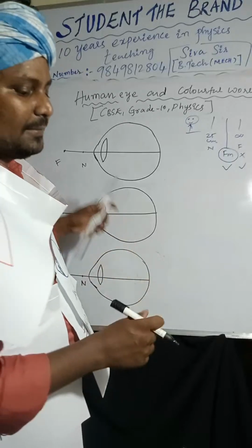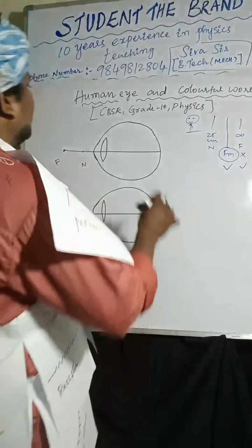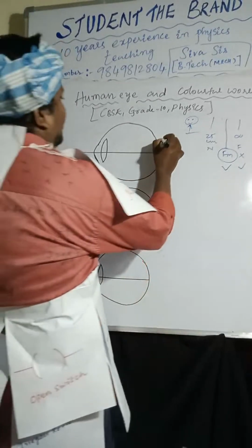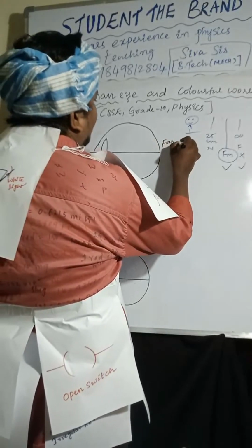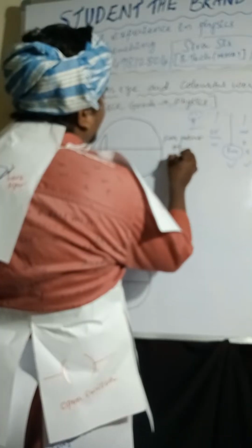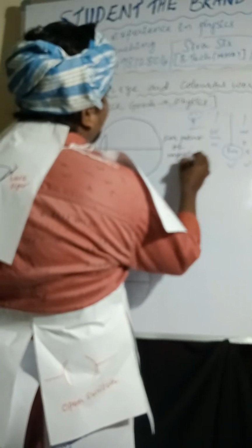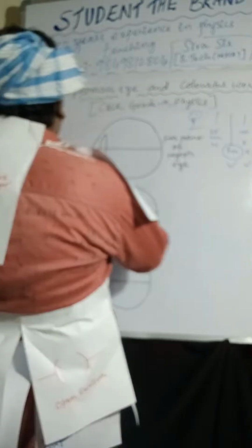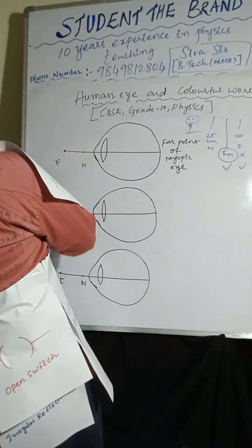Now you can see, observe. This is the far point of the myopic eye.